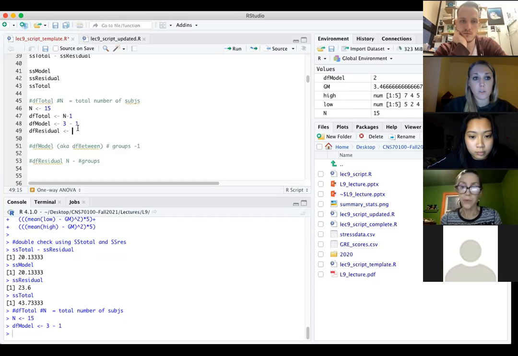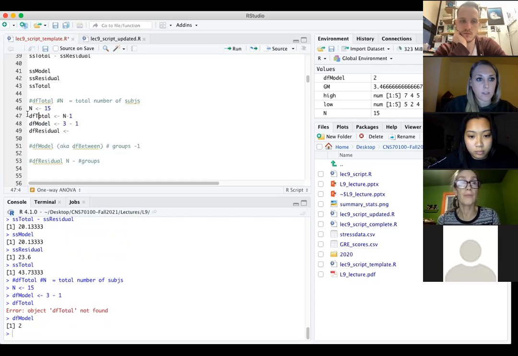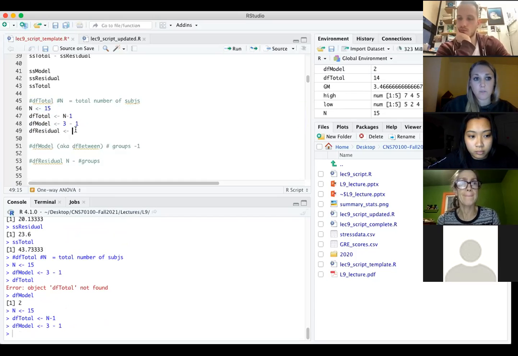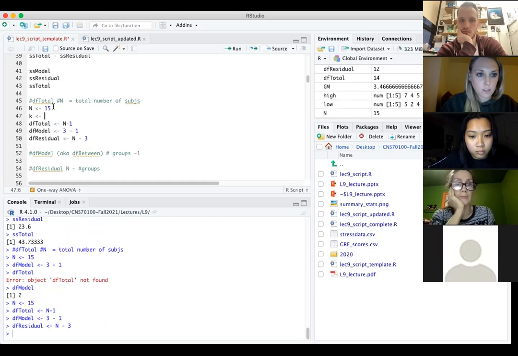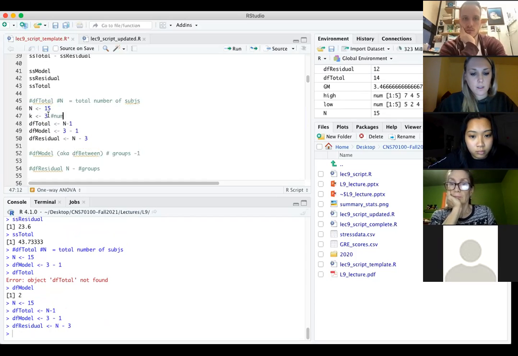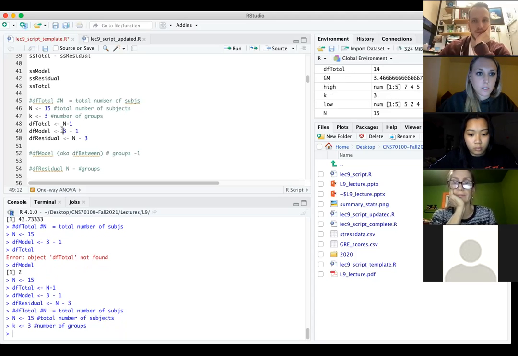And then finally, our residual, we could just subtract DF model from DF total. Or we could use our formula. We know we have all the subjects, so we have capital N, all 15 of our subjects. And we know we have 3 groups, so we're going to subtract 3. I'm actually going to do this for continuity purposes. Number of groups, and this is total number of subjects. So usually you would see this K minus 1, and then this is N minus K.